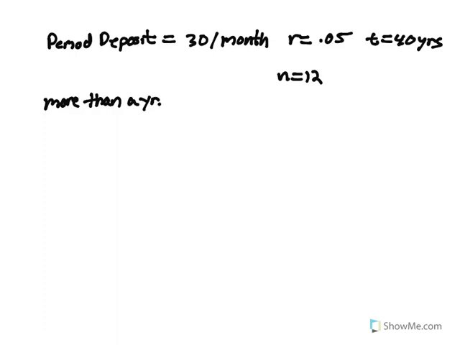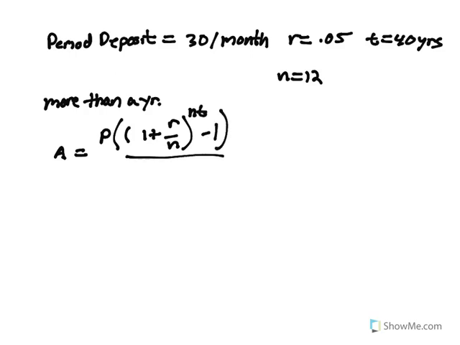we need to use the following formula, which is going to be A equals P times 1 plus r over n, to the nt, minus 1, divide that by r over n. So it's just a matter of plugging in the information and calculating it properly.